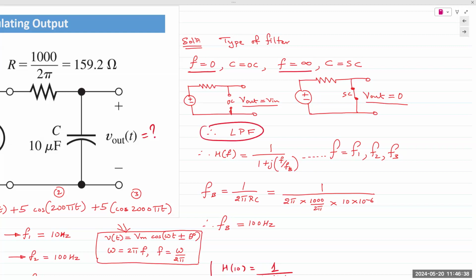Now, if it's a low pass filter, we have the standard expression. Standard expression is H of f is 1 over 1 plus jf over fb. That's the standard expression. If it was a high pass filter, it would have an additional term in the numerator, jf over fb.